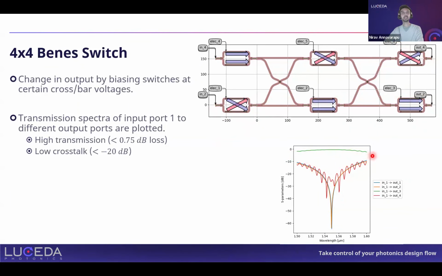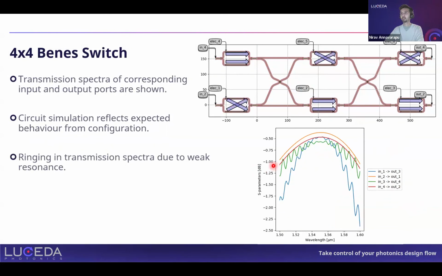So the point is that Caphe can read the biases which you provide to the circuit, and for any arbitrary bias, it would be able to model how the signal would propagate. You can see that most of the power is transmitted to output port 3 here, and there's also a little bit of leakage into the other channels as well.